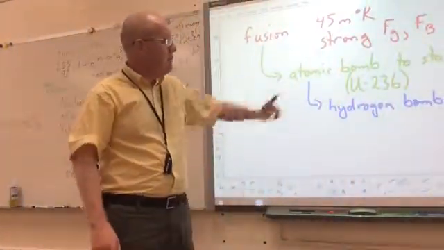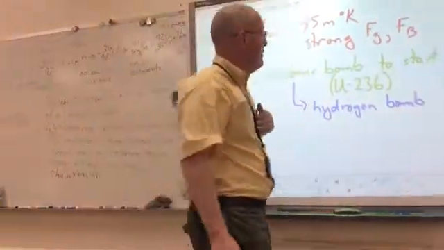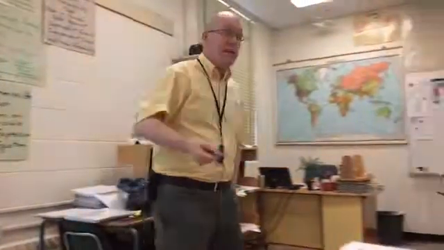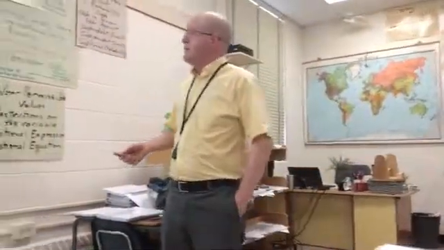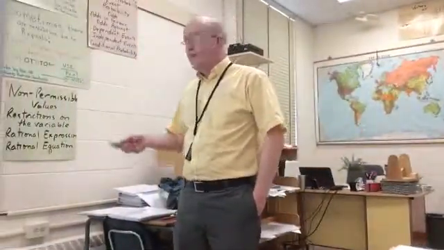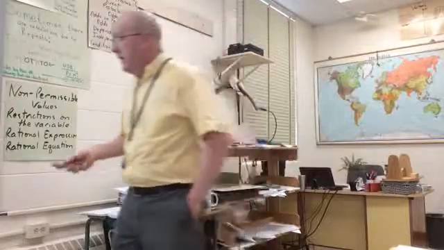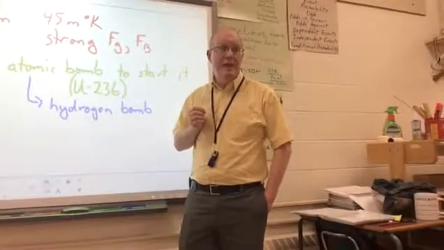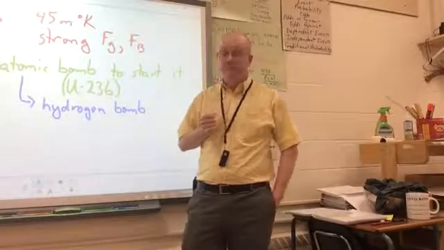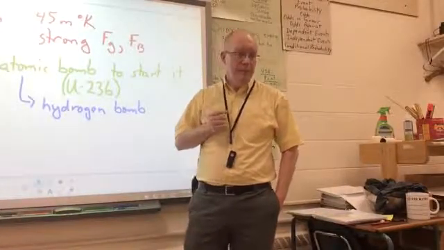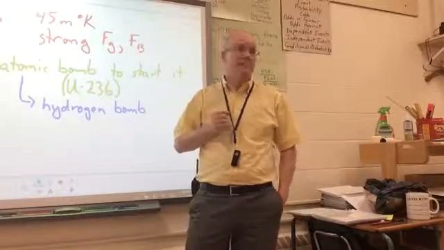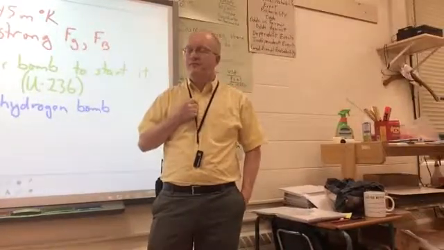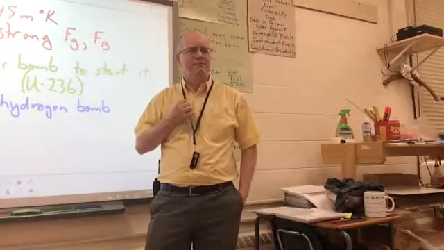Fusion, two small atoms. As I said, on the sun, 45 million degrees Kelvin, very strong gravitational and magnetic fields. We can do it on Earth, but we have to have an atomic bomb to start it. And needless to say, we haven't made a sustained fusion reaction yet. That would be very nice if it did. Lots and lots of energy. And the only byproduct would be helium, or helium balloons, which wouldn't be bad.